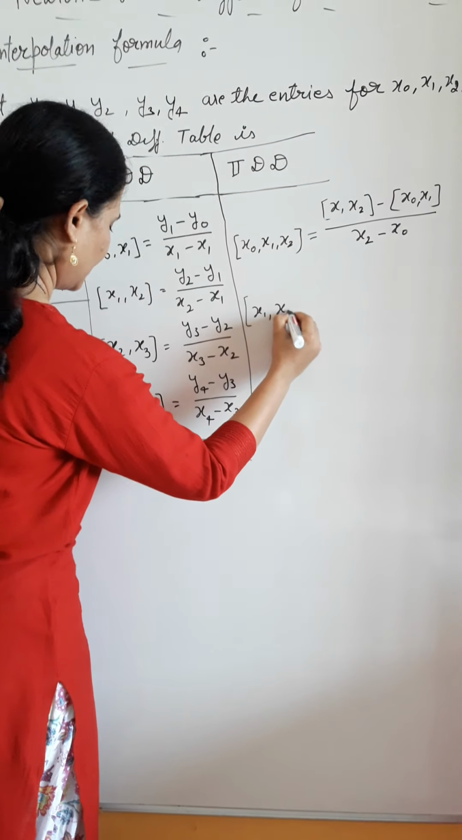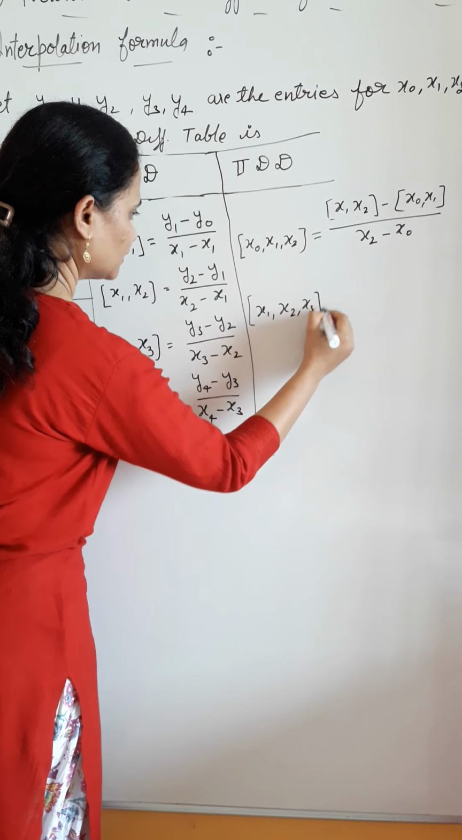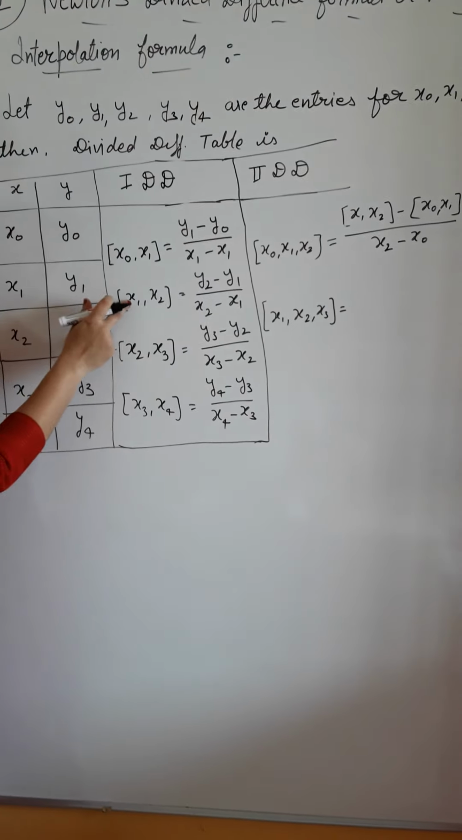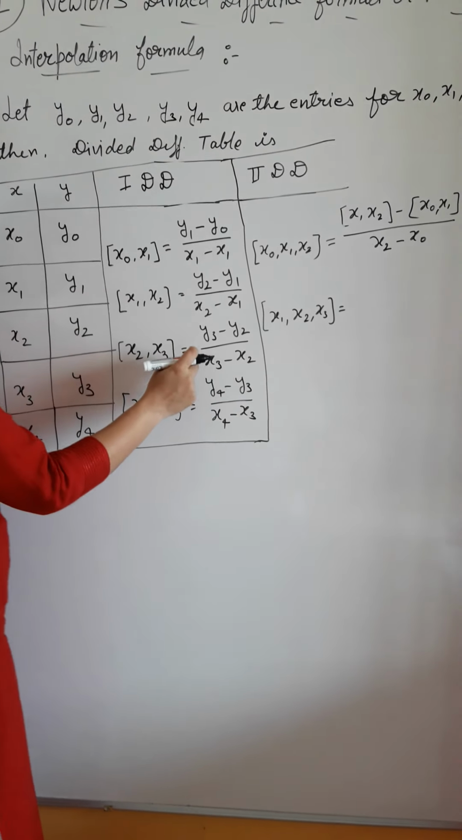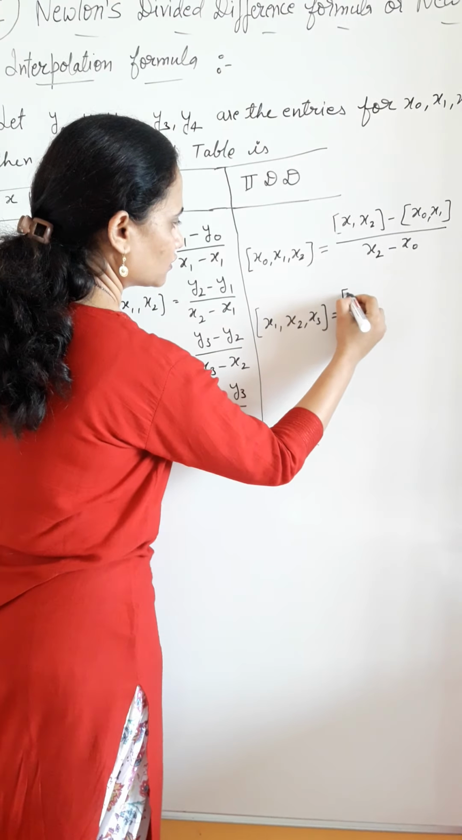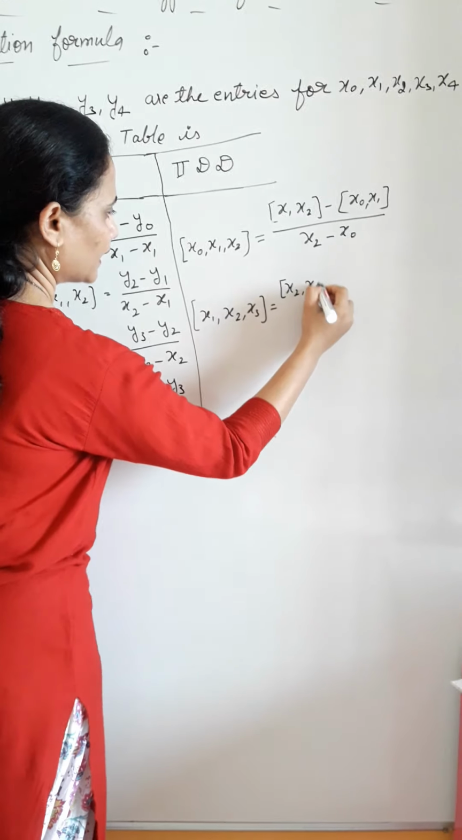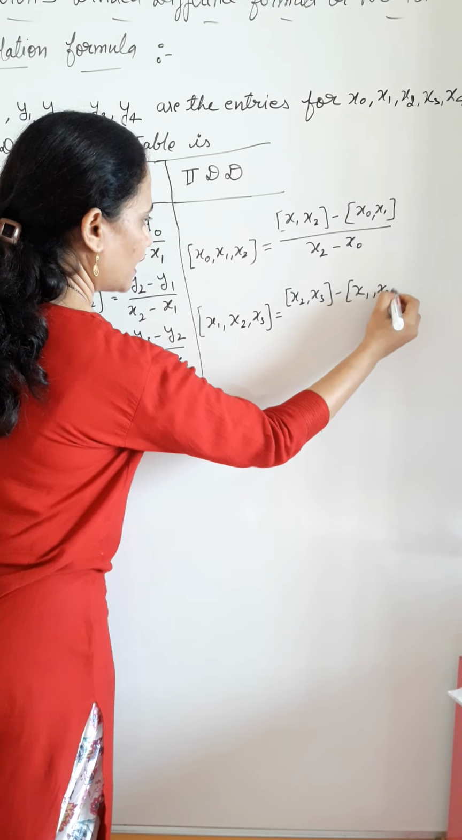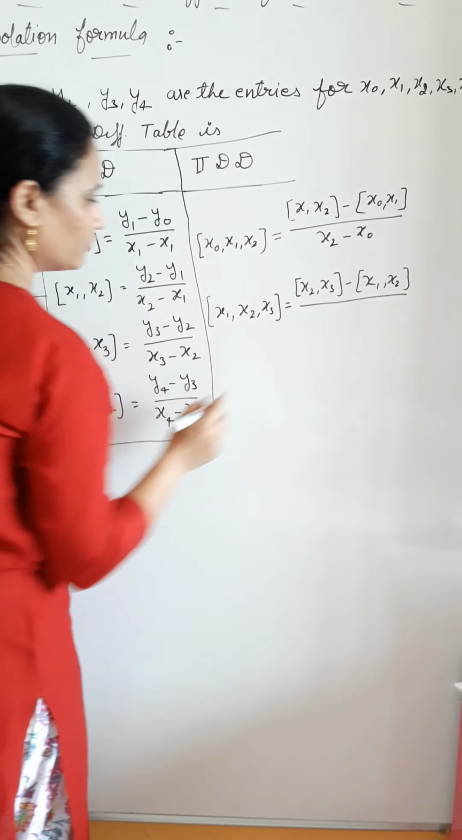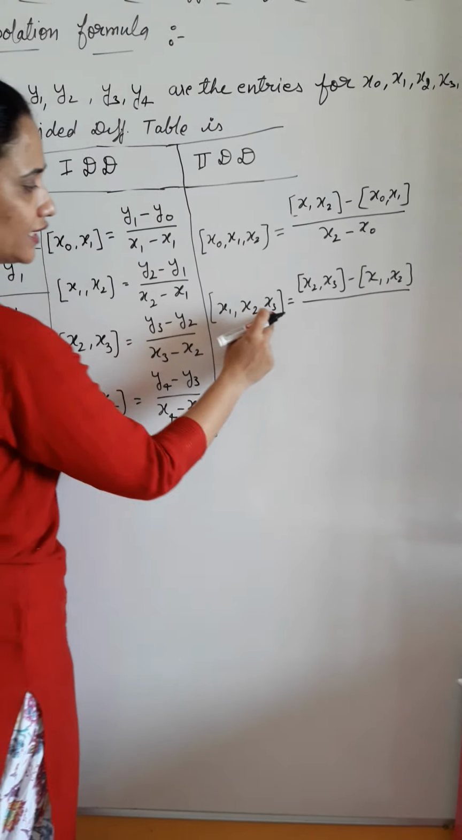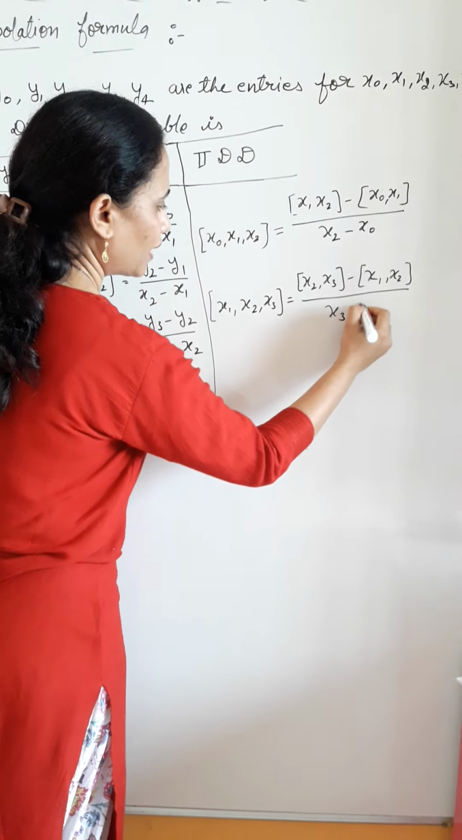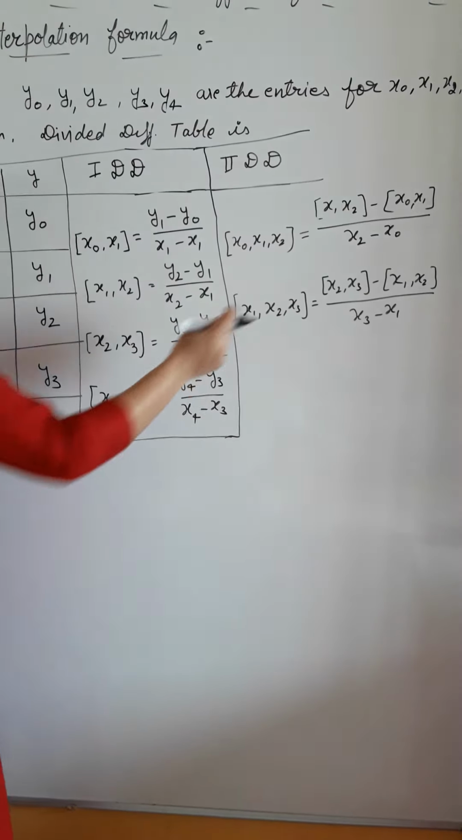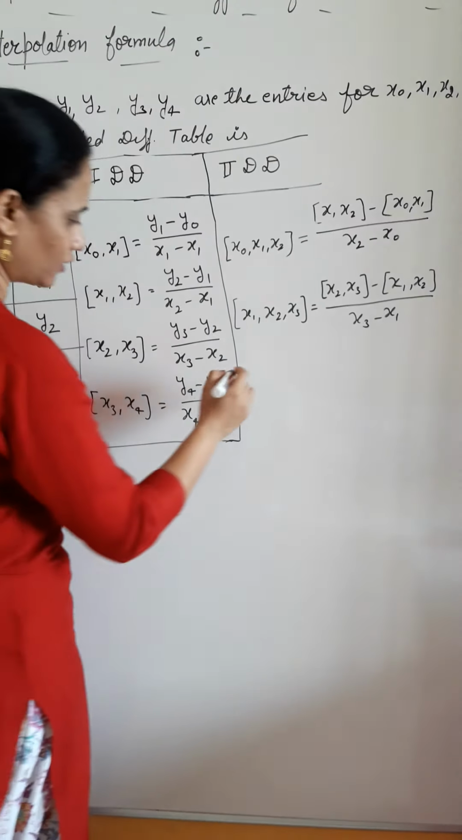x1, x2, x3. I hope it is clear. Now what do we have to write? Last two values, x2, x3 minus x1, x2, divided by, which are the extreme values? x1 and x3. So x3 minus x1. Last minus first one. That's how you remember.